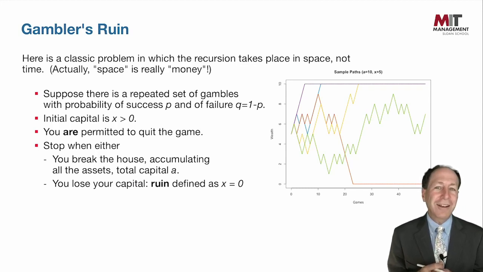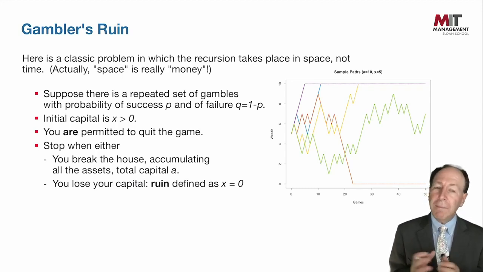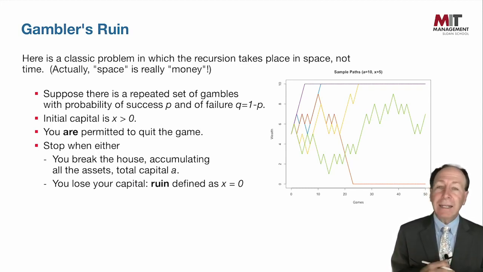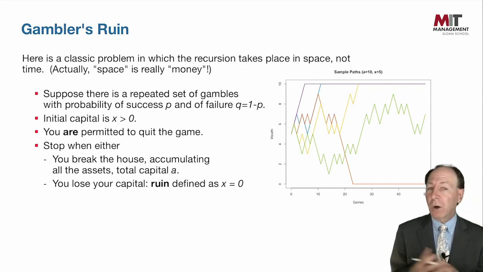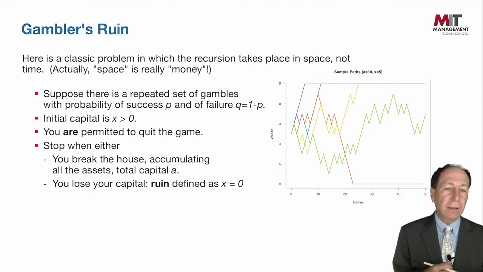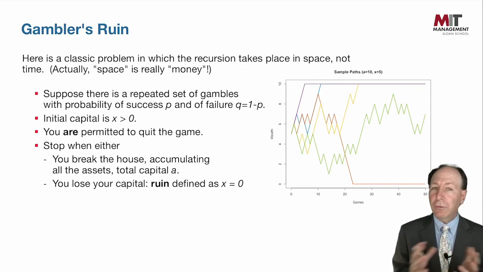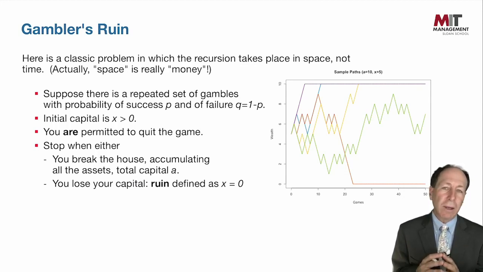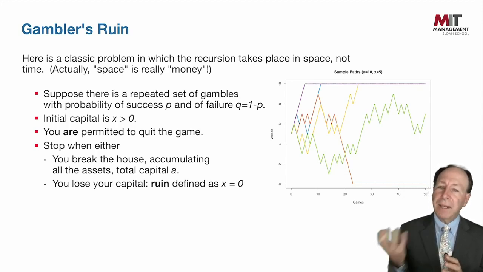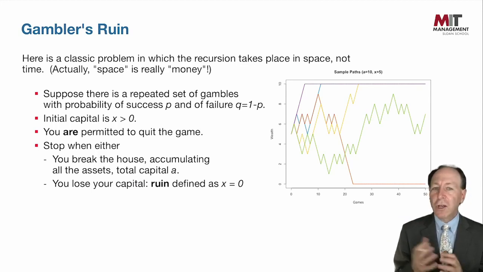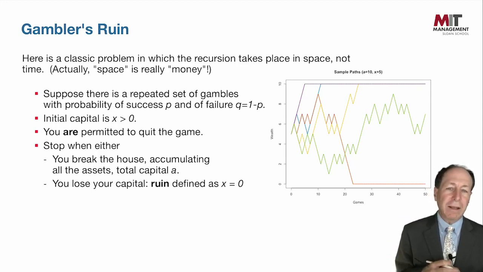Once you're ruined, you're not allowed to make any more bets. In the green path, 1 of them has not yet hit either end. It hasn't yet hit 0 or $10. And we might even wonder if it could just keep going indefinitely. So in this kind of game, we have a repeated set of gambles. And to keep it general, we're going to allow the probability of success or failure, Bernoulli trials, to be asymmetric. So let's let P represent the probability of success. Q, which is 1 minus P, is the probability of failure.